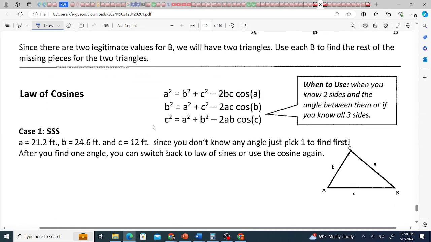Okay, so the law of cosines. The law of cosines is based off the Pythagorean theorem. And so if I have some kind of triangle in this format where I've got A, B, and C, and each angle is referenced to its opposite side, I can use this one when I know two sides and the angle between them, or if I know all three sides.